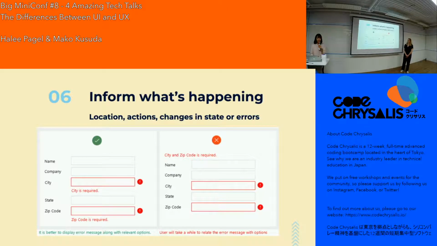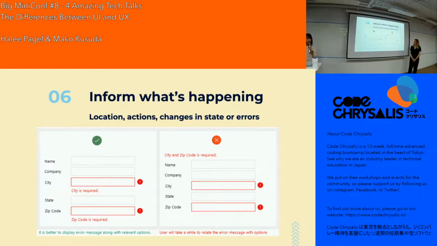Make sure that the system communicates what's happening. Always inform your users of location, actions, changes in state or error. In the left side image, a good example, the error message is displayed below the text field so that the user will find the error message and resolve it. Okay, let's move on to the next section.